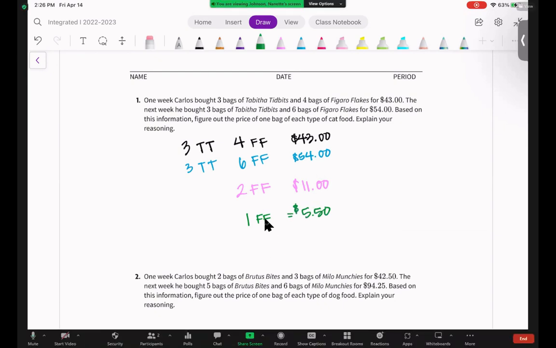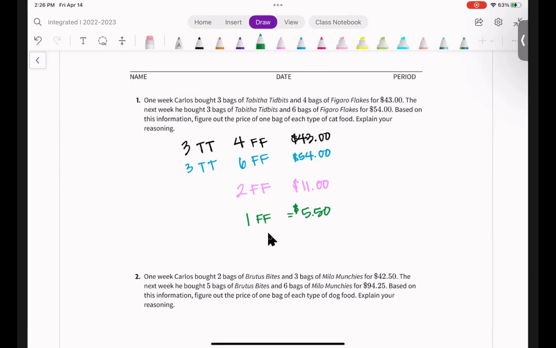And if you're like, okay, well, how'd you get that? Maybe you just thought about proportional reasoning. Some of you may have divided, but that's basically it. So I'm kind of done, but not really. It says, based on this information, figure out the price of one bag of each type of cat food. So I found the Figaro flakes, but I haven't found the Tabitha tidbit. So how would I figure that out? Once I know this, what would I then do? What's the next step?